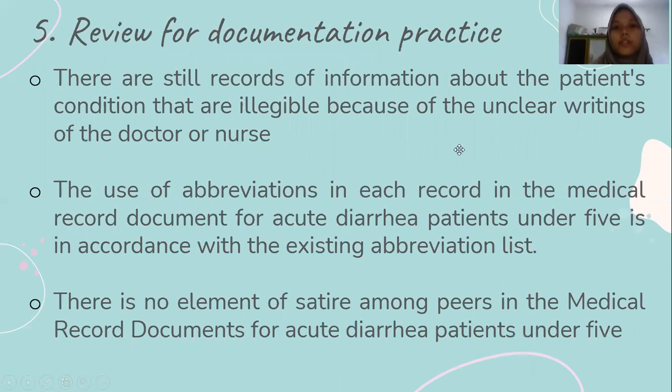5. Review for documentation practice. 1. There are still records of information about the patient's condition that are illegible because of the unclear writings of the doctor or nurse. 2. The use of abbreviation in each record in the medical record document for acute diarrhea patients under 5 is in accordance with the existing abbreviation list. 3. There is no element of satire among peers in the medical record documents for acute diarrhea patients.